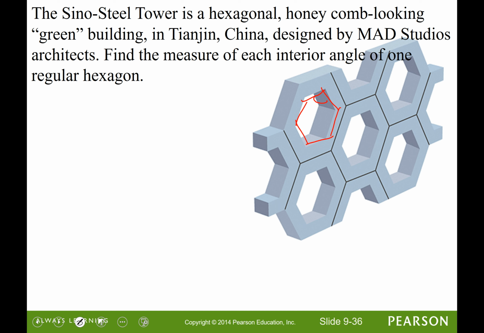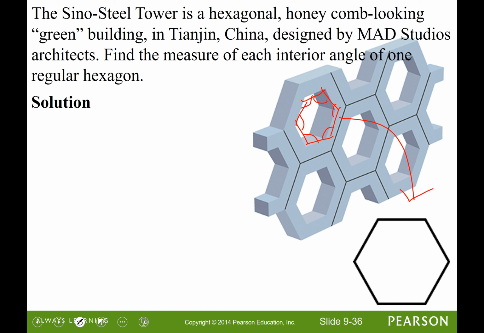Well, they're all the same, just so you know. You guys do know that. Regular hexagons have all of the angles with the same measure. So if we can figure out how many degrees they sum up to, then we can divide that by 6. All right, so let's zoom in. Let's change our perspective on that there so we can get a better look at that hexagon. Six-sided, so we have n equals 6.